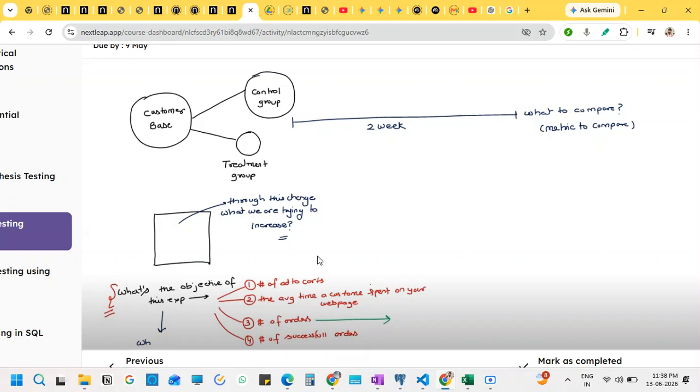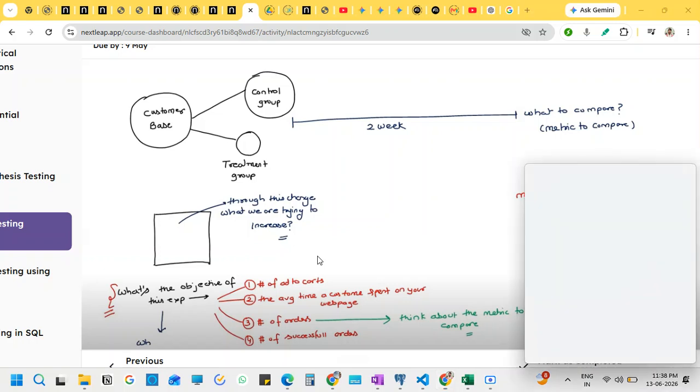Now, according to this, you need to think about the metric to compare. The easiest metric can be the change in revenue. For example, you can compare the revenue from the control group with the revenue of the treatment group. This is one such metric. So the first metric we can compare is revenue, right? Then you can also compare, let's say, the number of clicks, how many clicks happened on the buy now button, or the number of orders. Simple. We can also compare the number of orders, right?